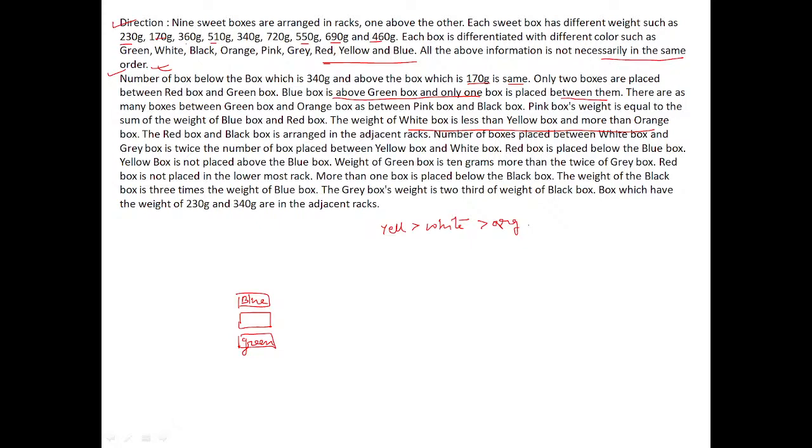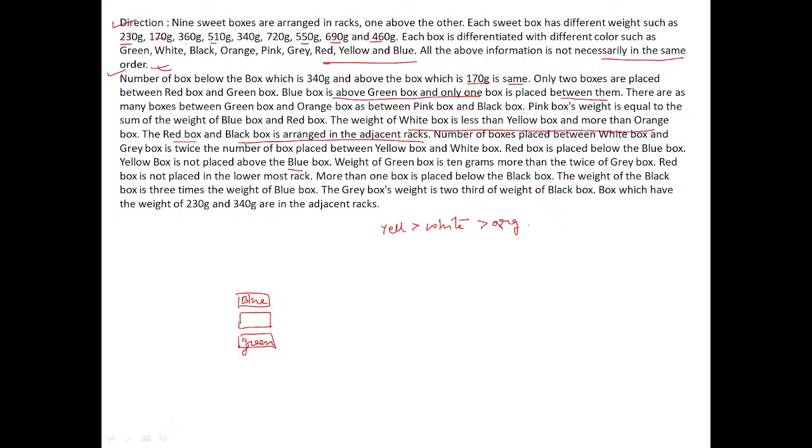Here, red box and black box are arranged in the adjacent racks. The number of boxes placed between white and grey box is twice the number of boxes placed between yellow and white box. Red box is placed below blue box, and yellow box is not placed above blue box, which means yellow box is again below blue box.